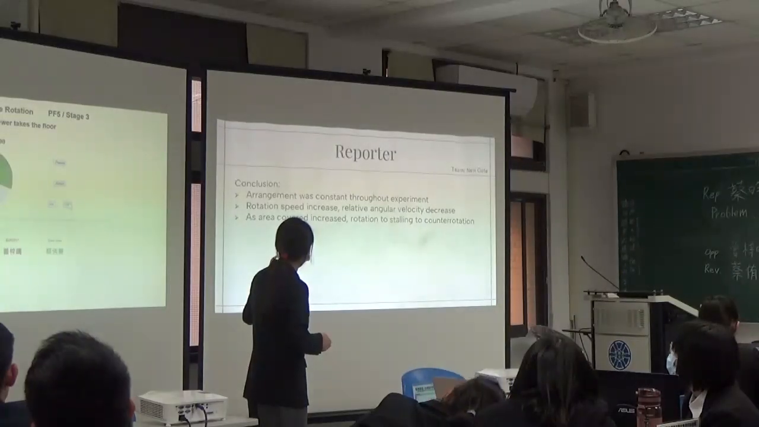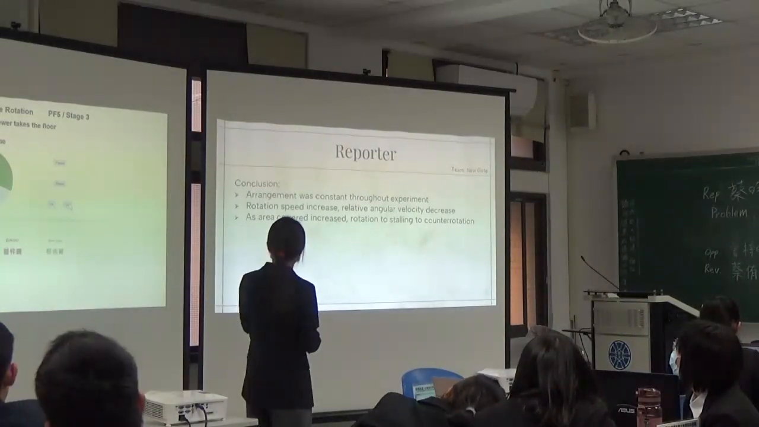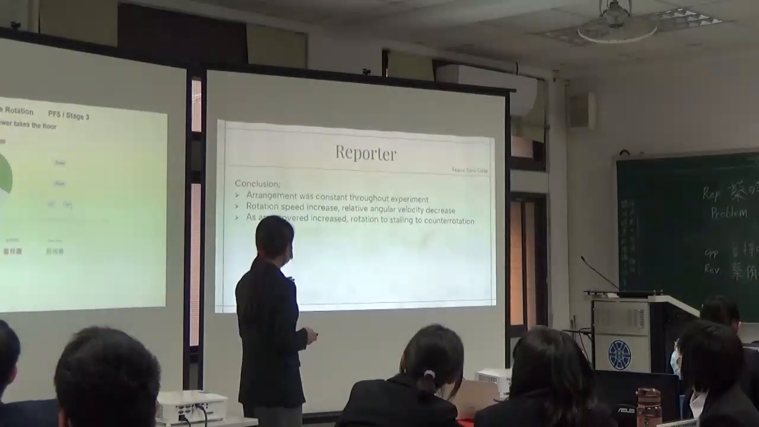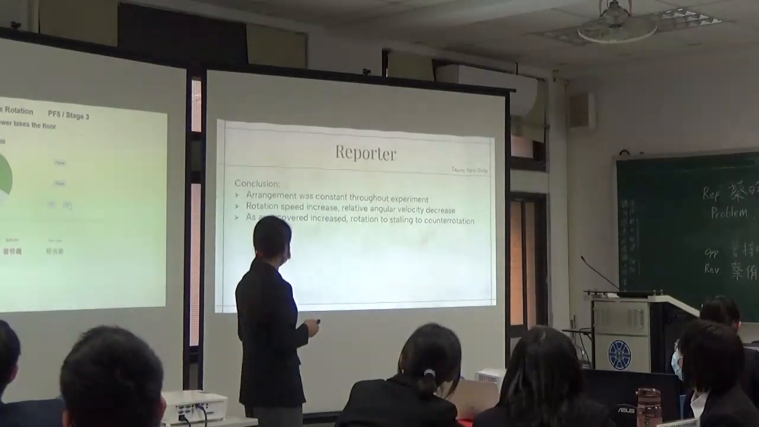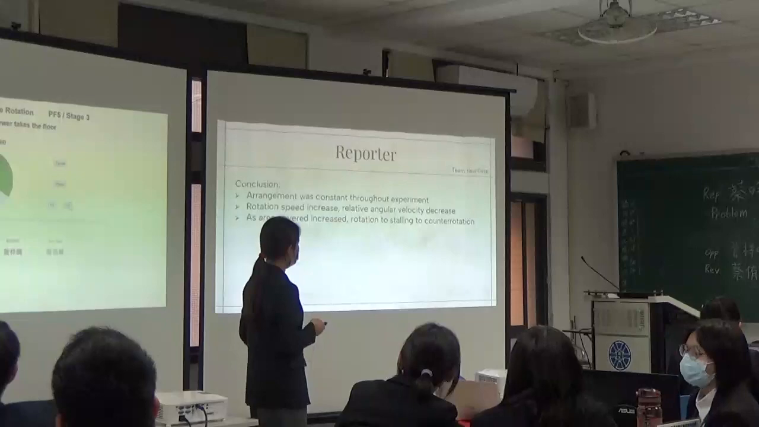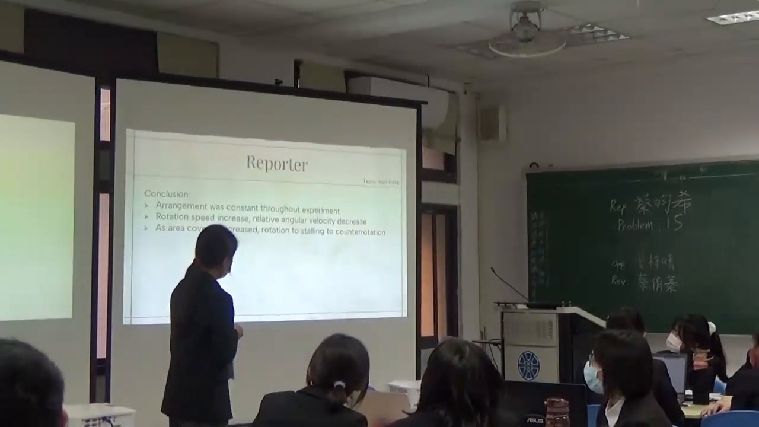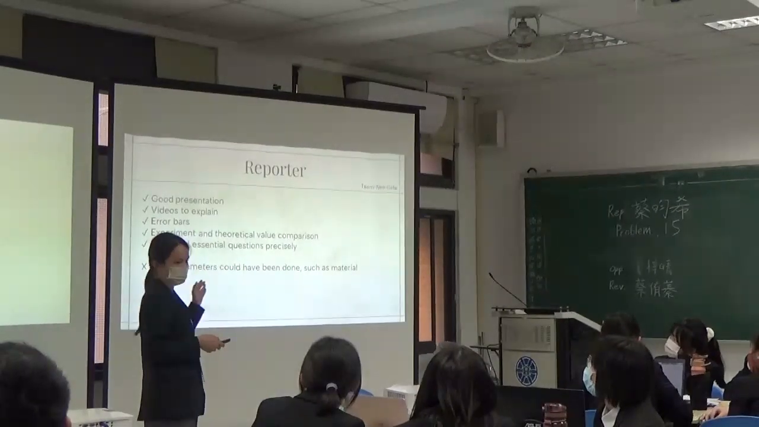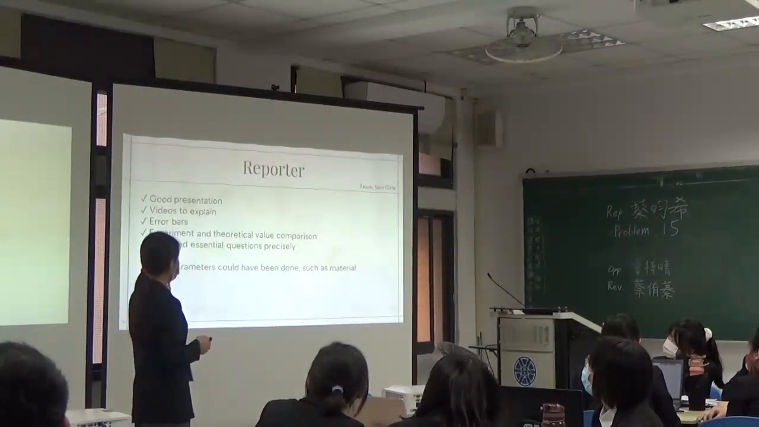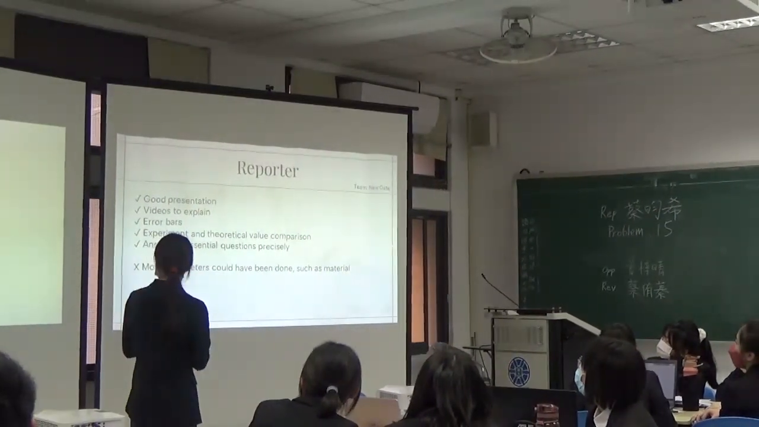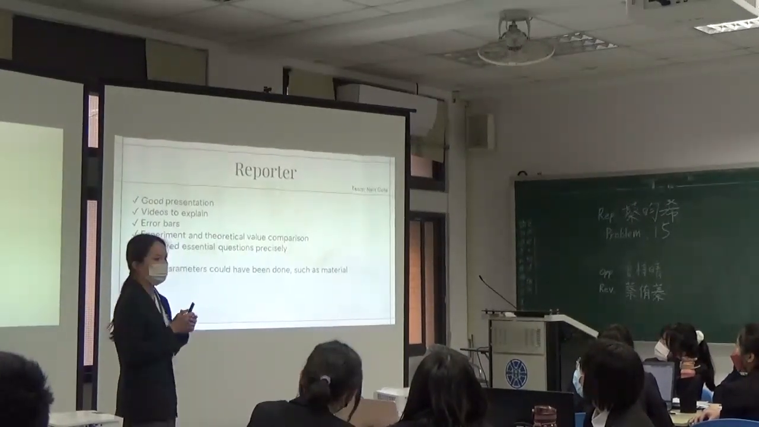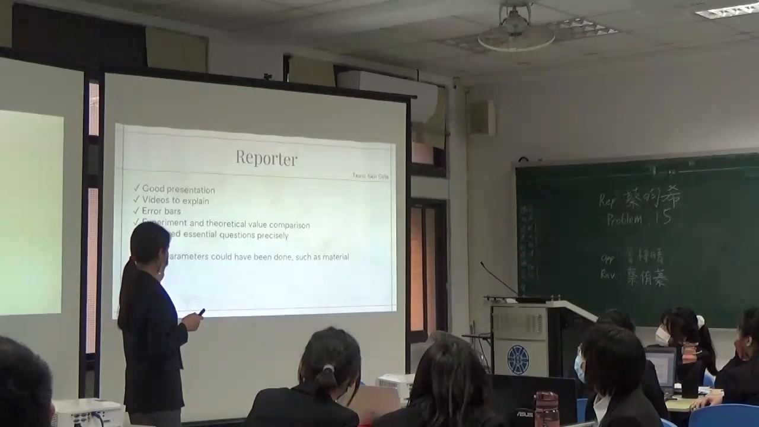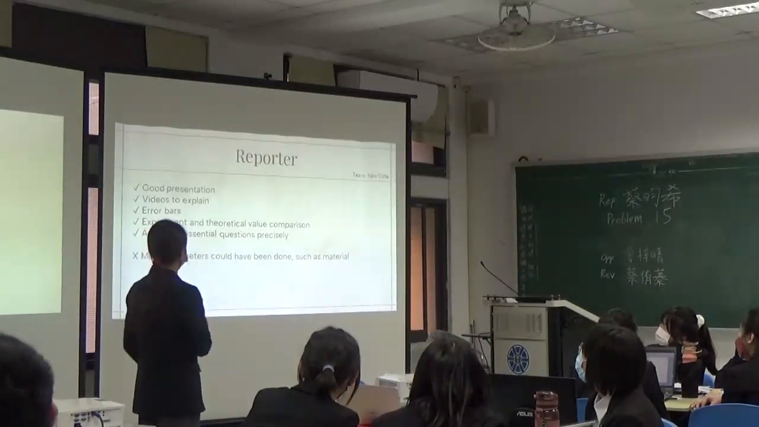In conclusion, the origin was constant throughout the experiment. As rotation speed increased, relative angular velocity decreased and area covered increased. Rotation settled to a constant rotation. For the reporter's presentation, they have videos, error bars, and they use theoretical volume to carry out their experiment and answer the essential questions. But we think that there could be more parameters and materials.